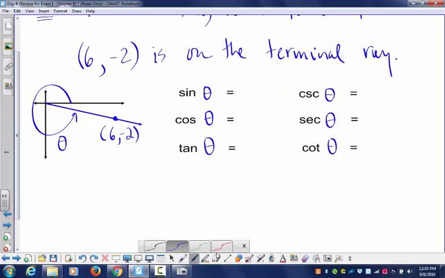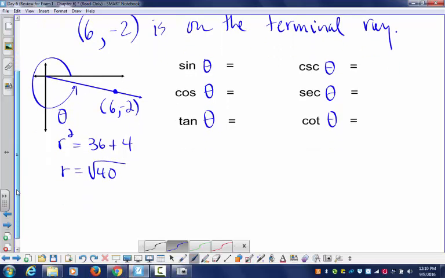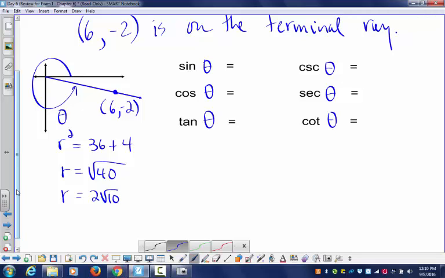All right, so step one, hopefully you're jumping right to it. 36 plus 4. You're finding the radial distance. And this has a perfect square embedded in it, so make sure that that's comfortable to you. You've got to reduce your perfect squares. So you should have 2 root 10.